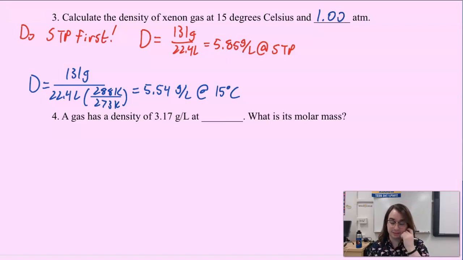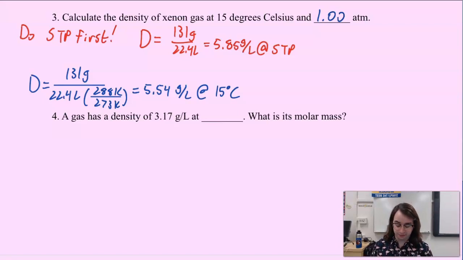The thing that's interesting about this is that notice that at lower temperatures, for example at STP, our density is greater. It's pretty curious. At higher temperatures, our density is lower. Why do you think that might be? Maybe think about it. Maybe we'll talk about it.